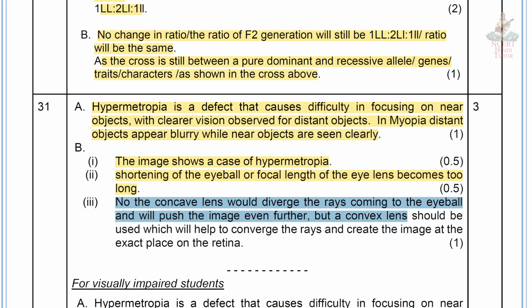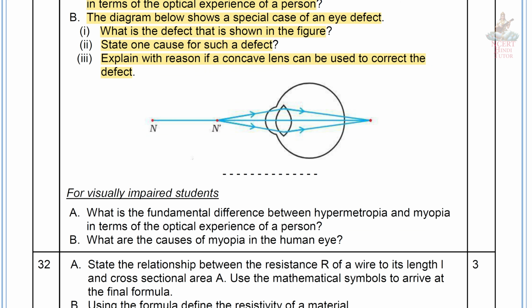But a convex lens should be used, which will help to converge the rays and create the image at the exact place on the retina. For visually impaired students, A. What is the fundamental difference between hypermetropia and myopia in terms of the optical experience of a person?